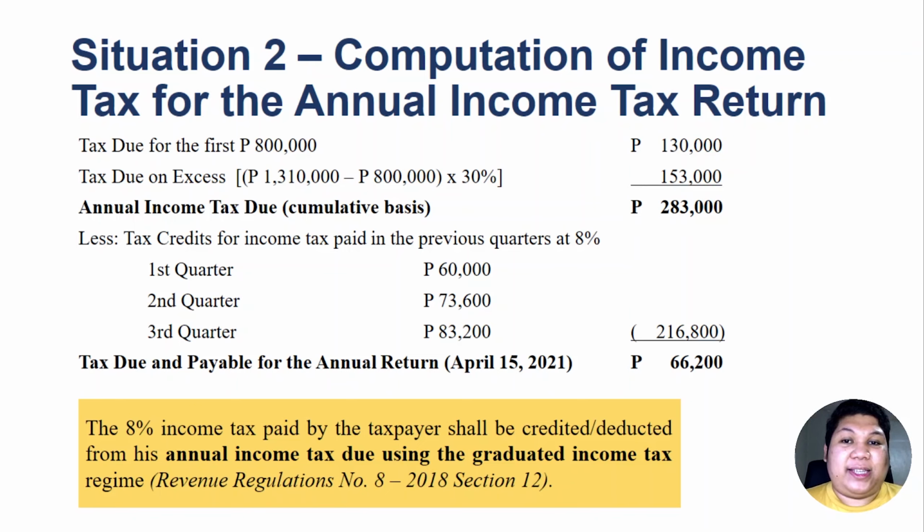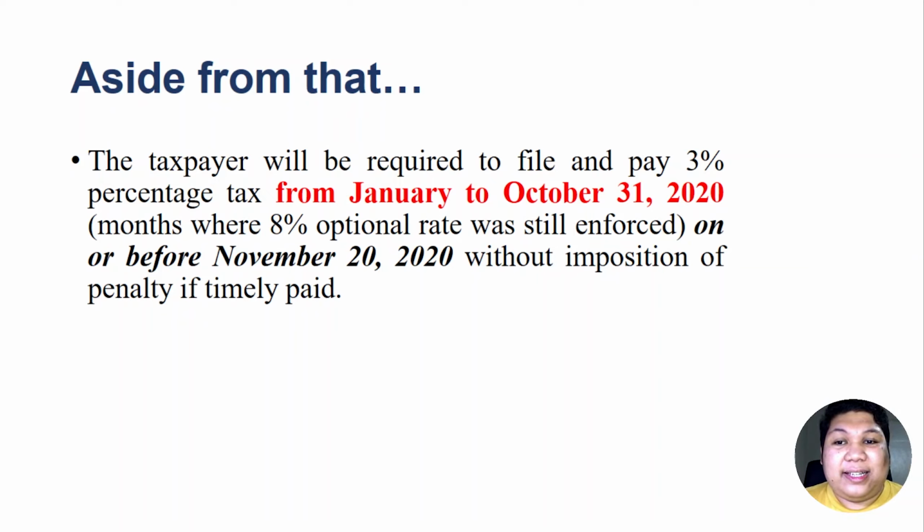That's it. That's how you compute basically when there is a change from the 8% optional rate to the graduated rates. In the annual income tax return, you have to use the graduated rates when computing the annual income tax due, and he will have to deduct the income taxes paid from the previous quarters using the 8% optional rate. Aside from that, the taxpayer will be required to file and pay the 3% percentage tax from January 1 to October 31, 2020. These are the months where the 8% optional rate was still enforced. And the deadline for the filing and payment is on or before November 20, 2020. This is without imposition of penalty if timely paid.